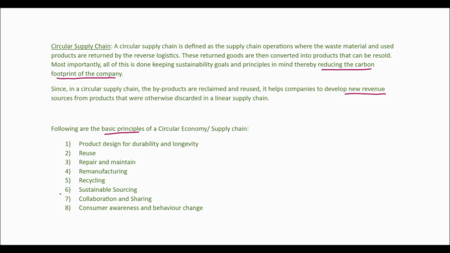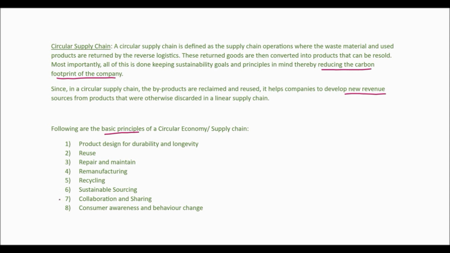Next is sustainable sourcing. Raw materials are procured in a sustainable manner with a focus on minimizing environmental and social implications. Sustainable sourcing focuses on identifying and selecting suppliers who are committed to sustainability and who can demonstrate that they meet certain standards related to environmental performance, labor practices, and social responsibility.